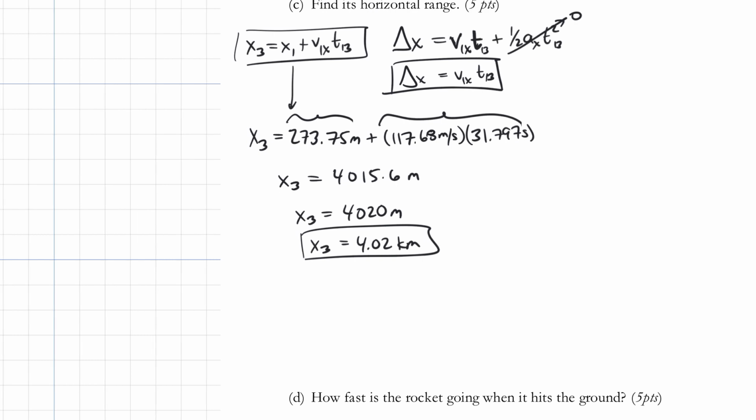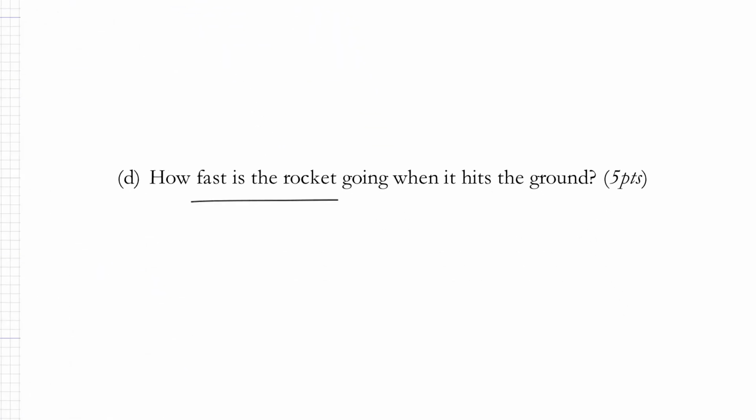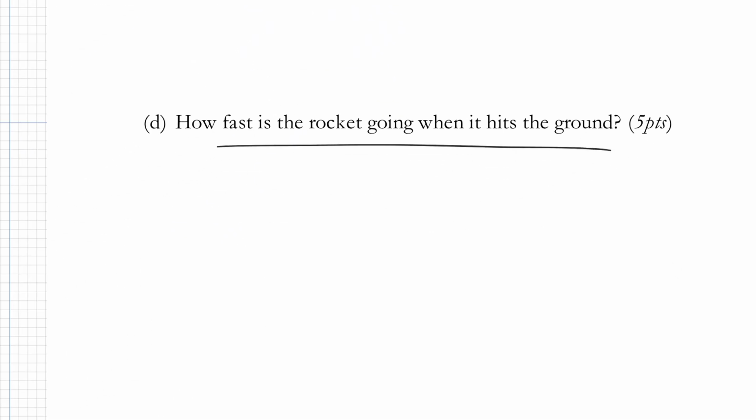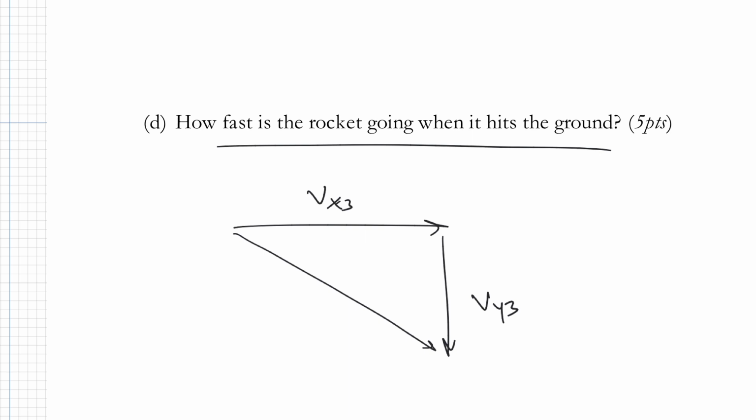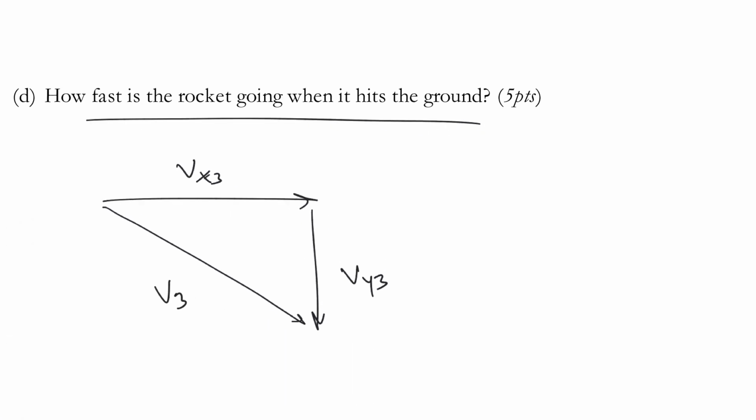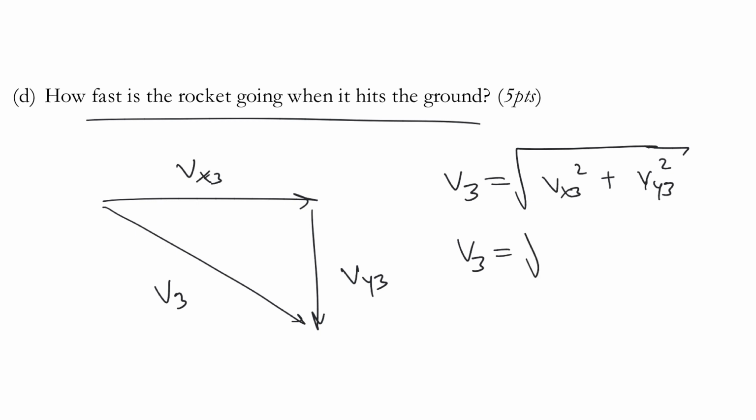Okay, and then part D, how fast is the rocket going when it hits the ground? In order to get that, basically, you need Vx when it hits the ground. So that'd be Vx3. And then we need Vy3. We know it's going down, right? We don't even need to look that up. And so this would be V3. Okay, so this is just a triangle problem. So in this case, V3 equals the square root of Vx3 squared plus Vy3 squared.